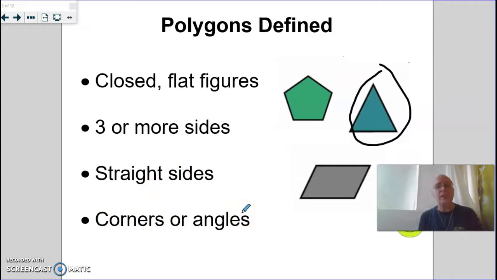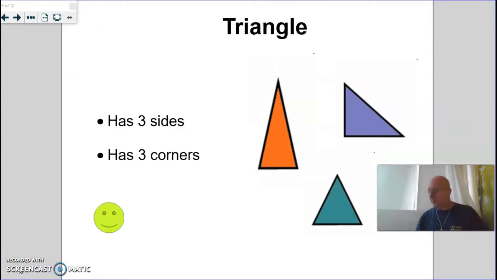Now, in 2nd grade, you can get away with calling them corners. And even in 3rd grade you can, but we're going to think of them as angles, and maybe we'll call them corners too. Now the main thing that we're going to learn is the different types of polygons, okay? There are different types of polygons, and today we're going to talk about a couple of different ones. Everybody get out your geoboard. We're going to talk about triangles, okay? A triangle has 3 sides and 3 corners.